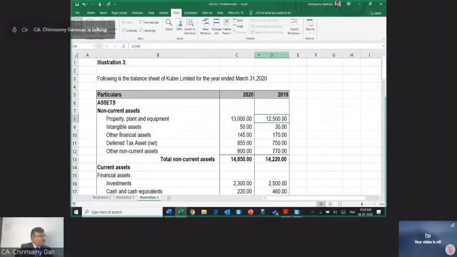Case study: should we treat 75,000 as investing activity? Yes, we have already discussed that. The 2 million study material case study: what is the treatment? It's part of the closing balance of cash, the 2 million.